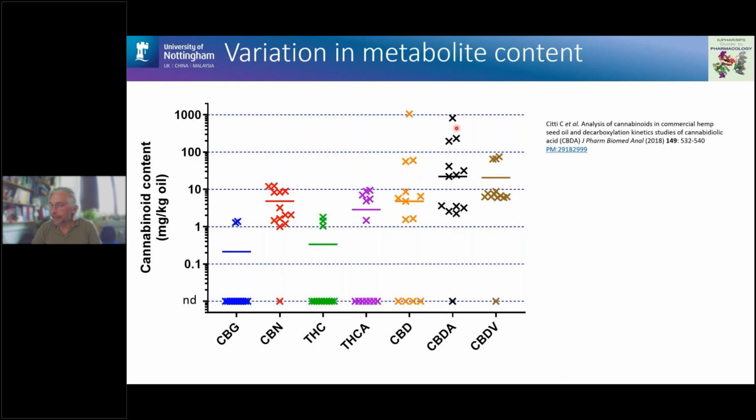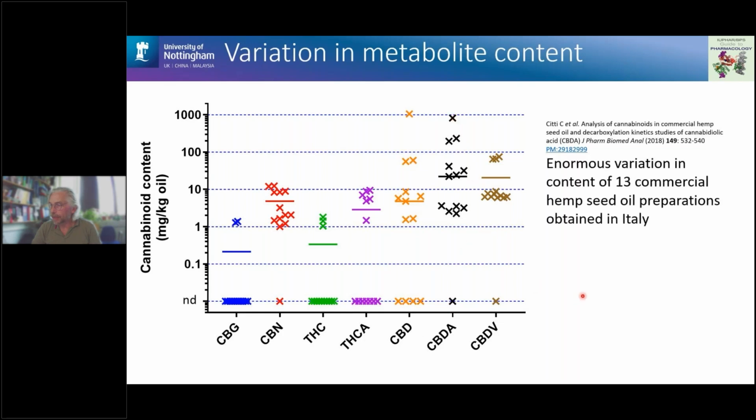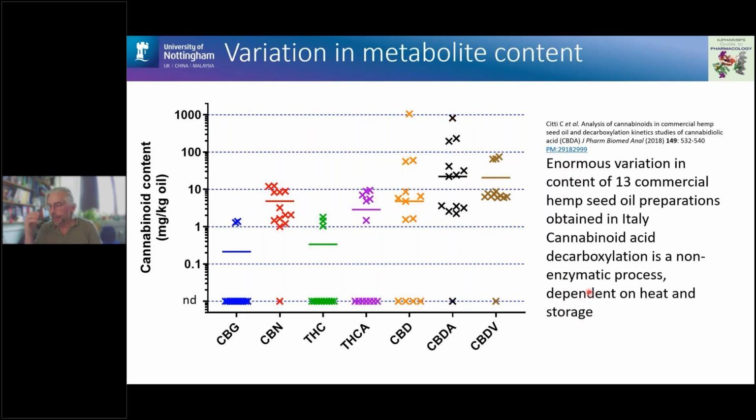And CBDA, the precursor for CBD, was also extremely variable. So I think one of the things that this highlights is, at least before there was the beginnings of standardization, that the consumer wasn't really understanding what they were getting when they were buying these various products. So just to note that the decarboxylation process that converts cannabidiolic acid to cannabidiol is non-enzymatic, and it depends really on heat and storage. And so that conversion is kind of spontaneous depending on the conditions. So generally, when we're looking at CBD, we're often combining CBD and CBDA together because the CBDA has the capacity to generate CBD.